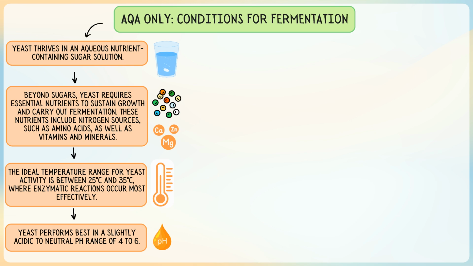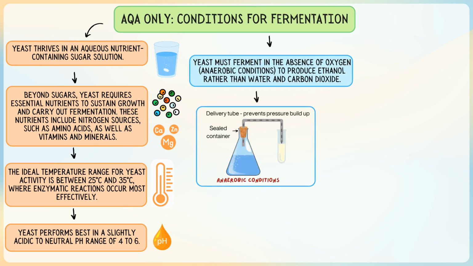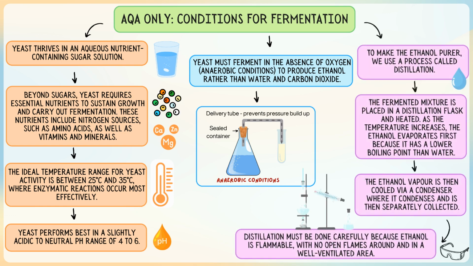We also highlighted the significance of anaerobic conditions. Yeast must ferment in the absence of oxygen to produce ethanol rather than water and carbon dioxide. Understanding these conditions allows us to optimize the fermentation process, enhancing both alcohol yield and consistency. Finally, we looked at the distillation process that purifies alcohol by using the different boiling points of water and ethanol.